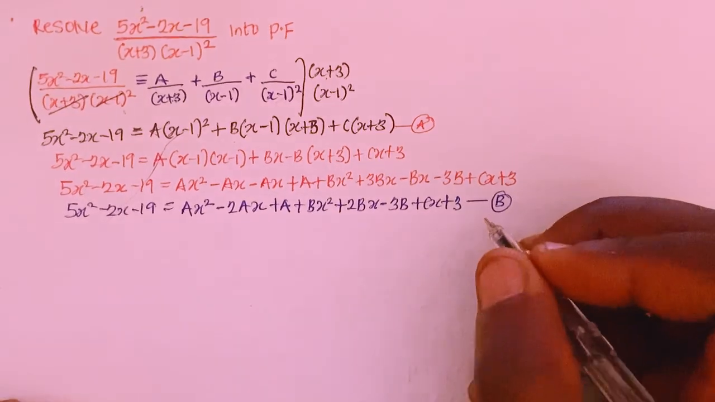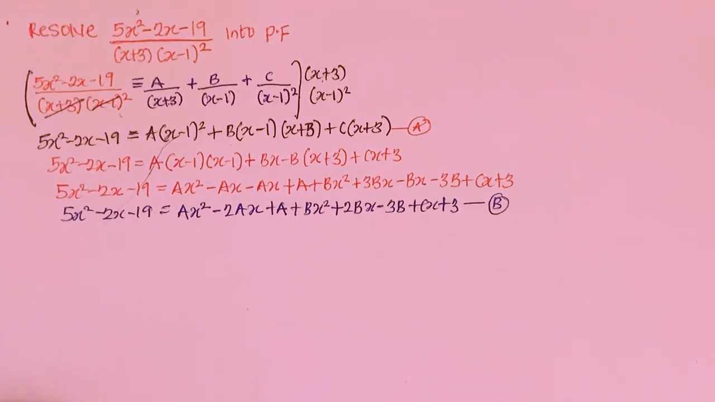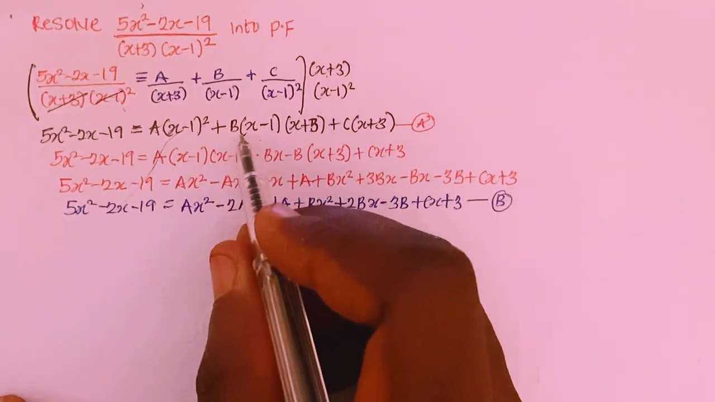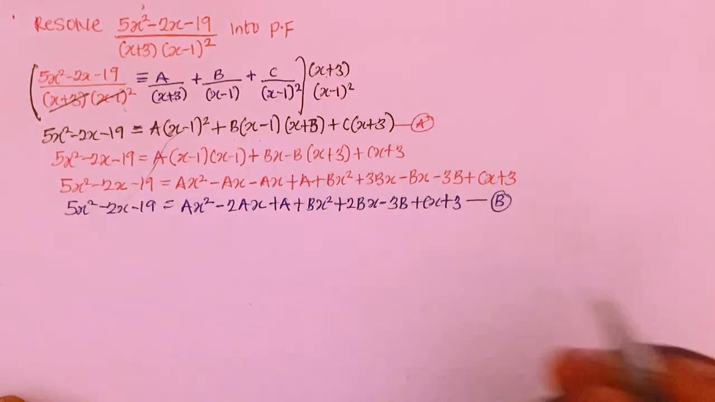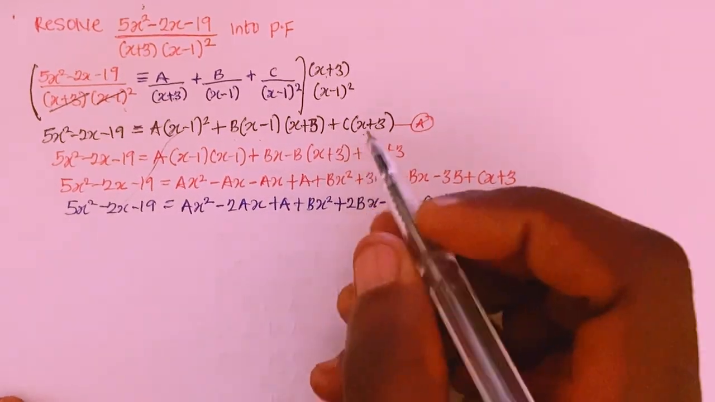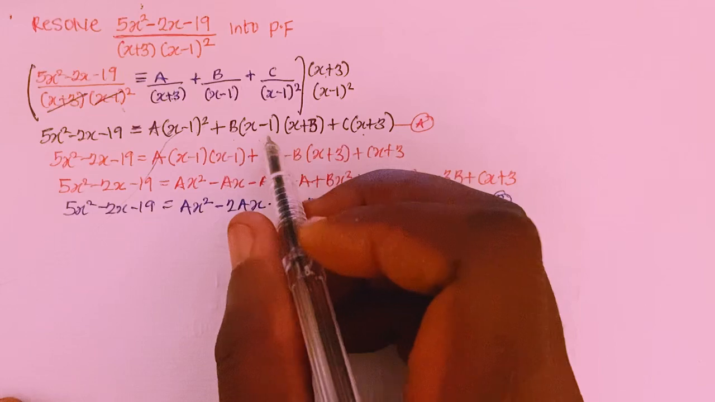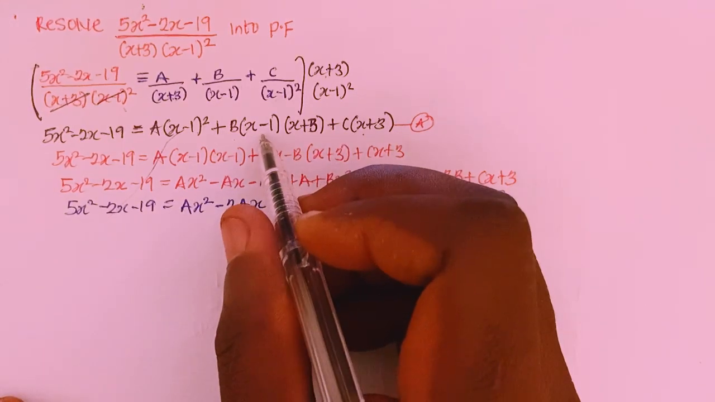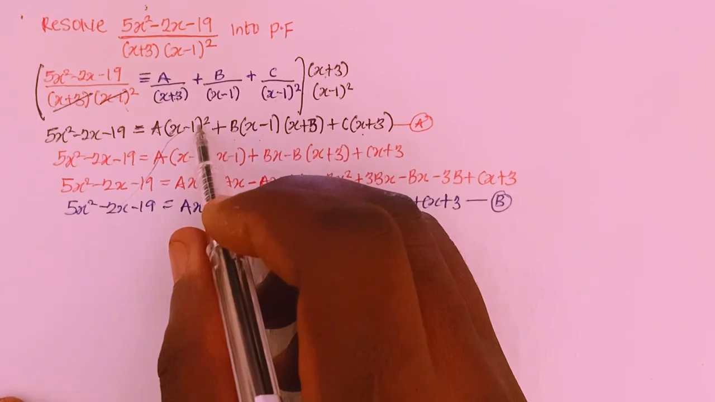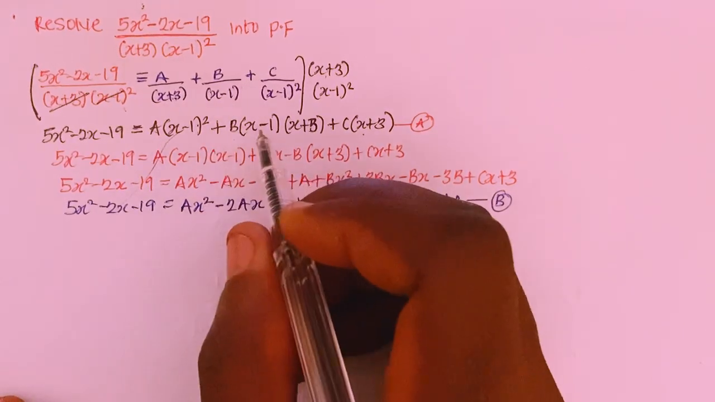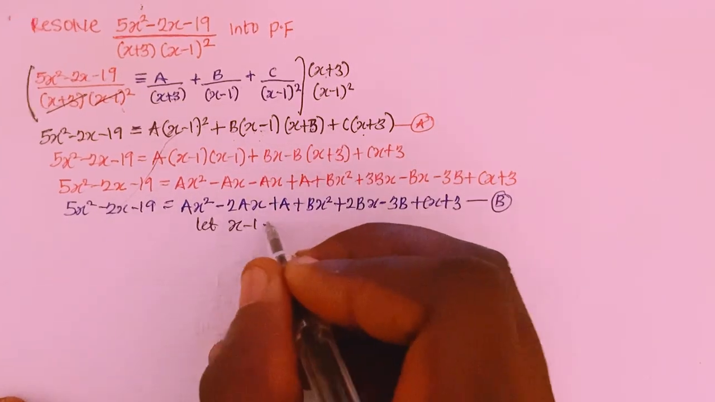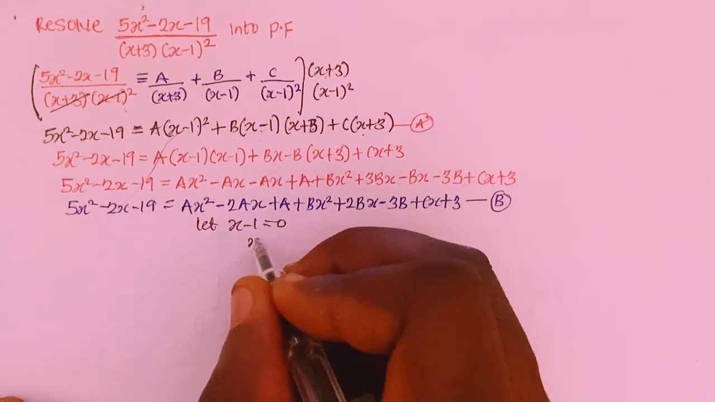Now, since I'm having some factors here, I can go ahead and use my assumed method rather. If I use the assumed method first, I'm having two factors that are linear, because this is quadratic by the time I open the bracket. So I can just say let x minus 1 equal to 0, then my x equals 1.